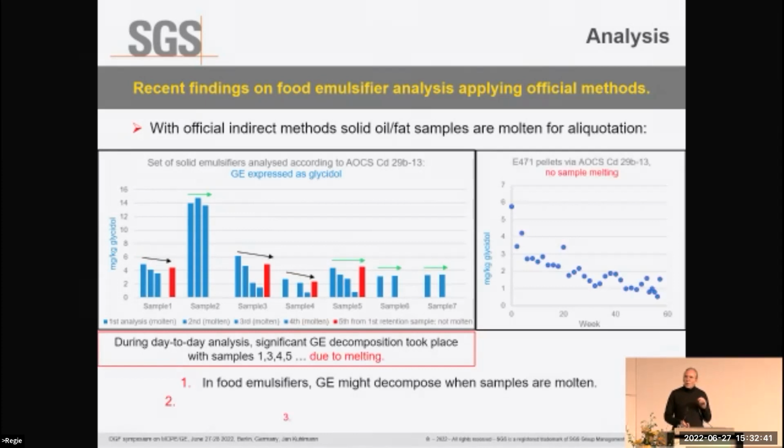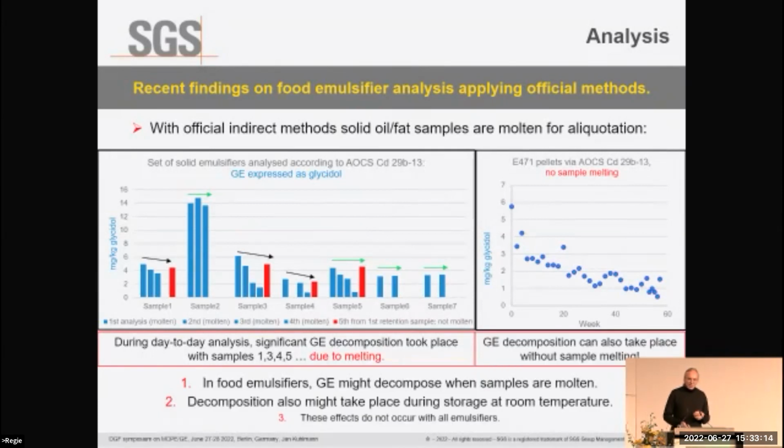Secondly, we were on the search for a reference material. This is mandatory to check the daily routine applicability of your method. So we took E471 pellets because they were easy to take for aliquotation, and we did not apply sample melting. But we first found high inconsistency of results, high variation, and also over a period of around about 1 year, part by part decomposition of the GE.